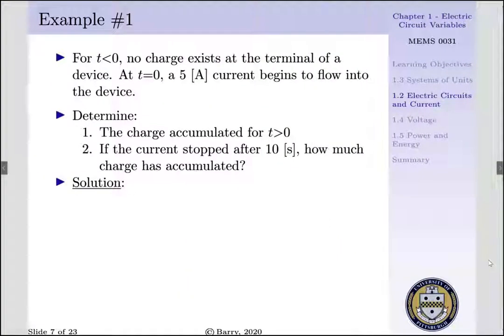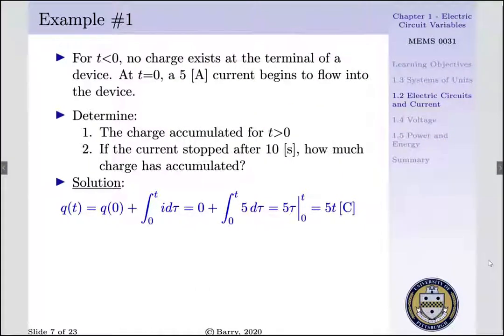So, let's consider an example of the mathematical formulation of charge. Say, for t less than 0, no charge exists in the terminal of a device. At time t equal to 0, a 5 amp current begins to flow into the device. We want to determine the charge accumulated for all t greater than 0. And if the current is stopped after 10 seconds, we want to determine how much charge has accumulated.